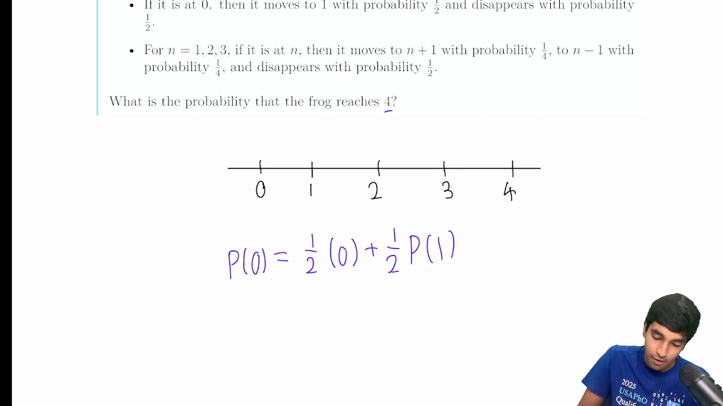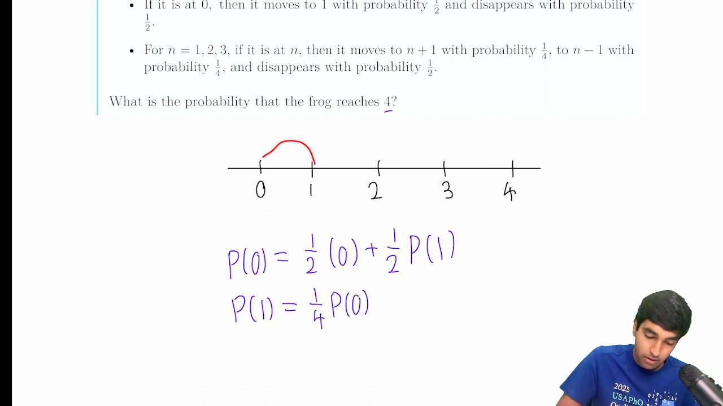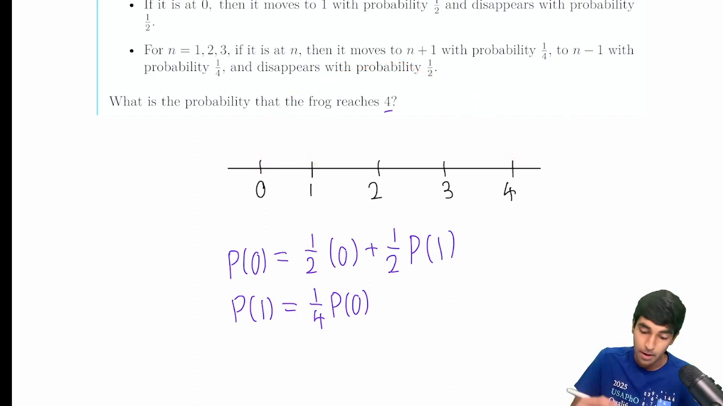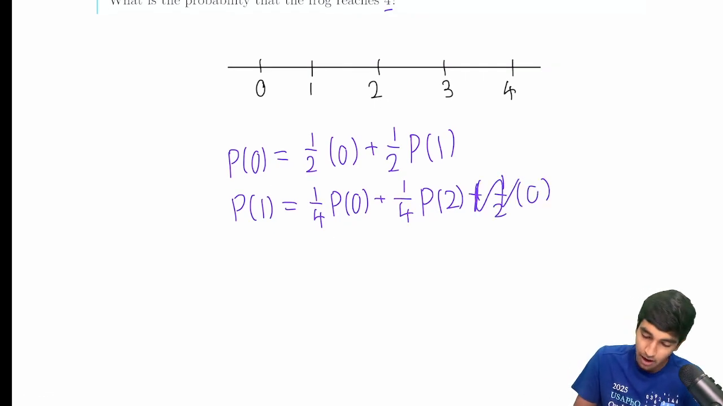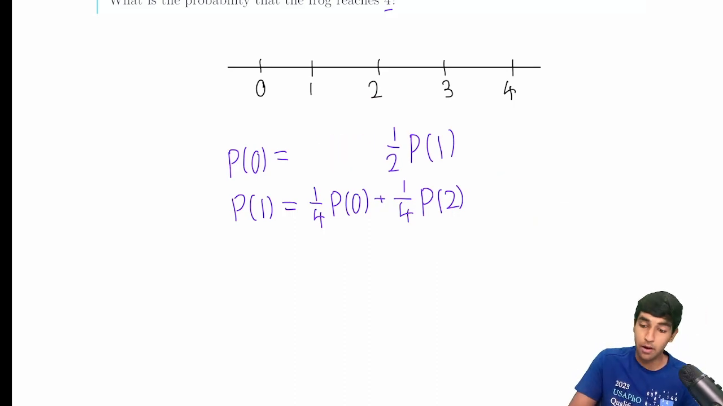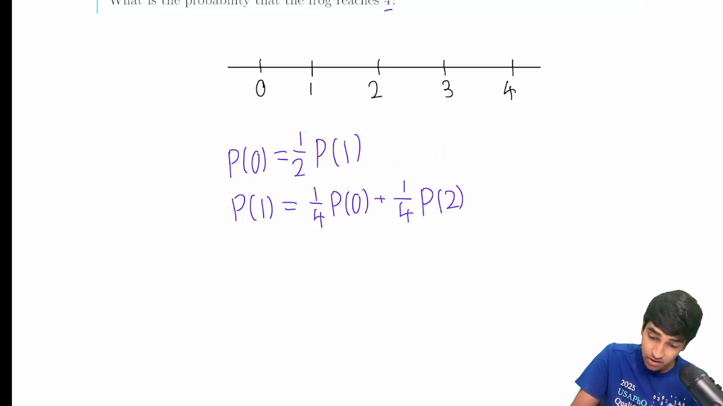And then, okay, other equations to set up. P of 1: there's a 1/4 chance we go back to 0, and if we go back to 0, the probability of making it is P of 0. There's a 1/4 chance we go to 2, and in this case, the chance of making it is P of 2. And then there's a half chance we disappear. I'm not even going to write it, because we have 0, so I'm just going to get rid of this. There's no chance, this is 0, we can just get rid of it from our equation for simplicity's sake.